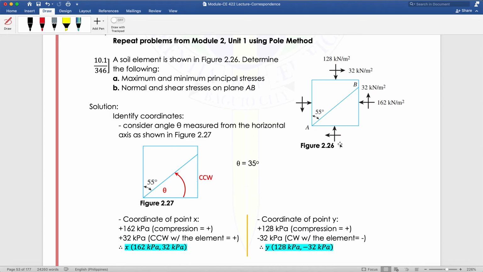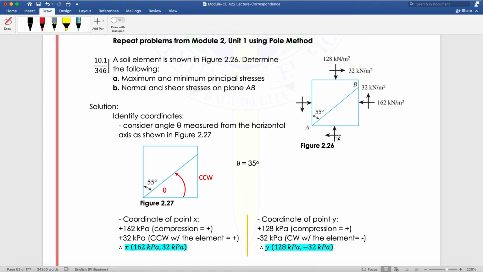So it is again with respect to the horizontal axis. So what are these points? You have 128 and negative 128, positive 30, and 128, negative 32. So we are going to have our sign convention with respect to here. Okay?